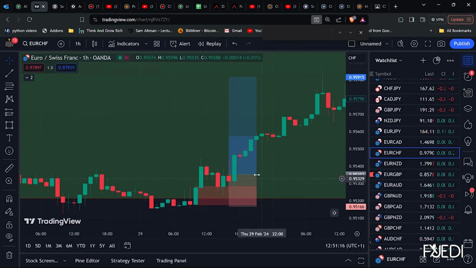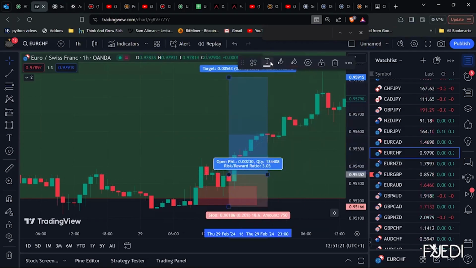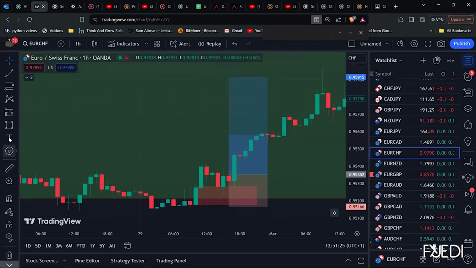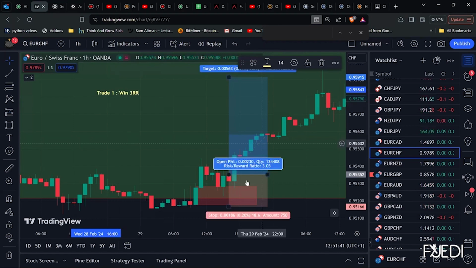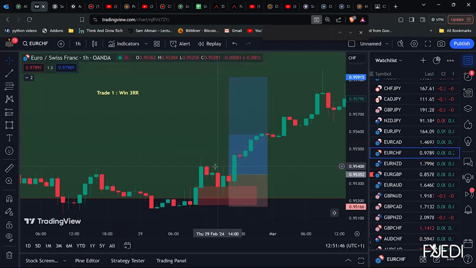So in this particular case, you can see after a number of minutes or hours, price goes on to hit our target. So that's our first trade, right? So let's journal, let me just type this right here. Trade 1 was a win, right? And we made 3R on this particular trade because price went from our entry, we found our entry and price moved away from there.